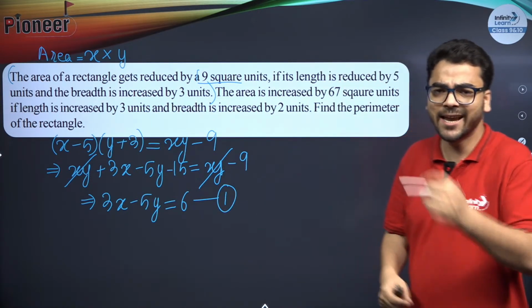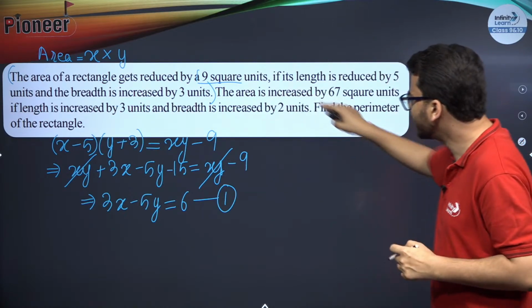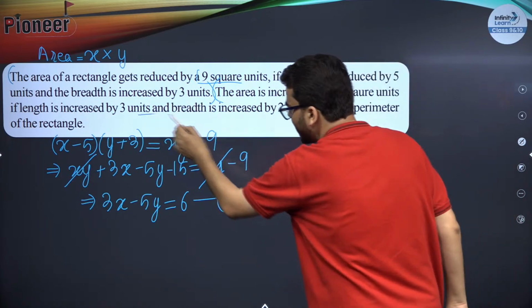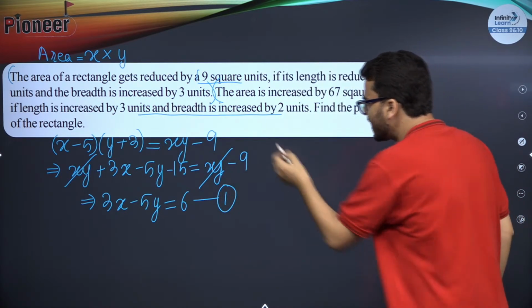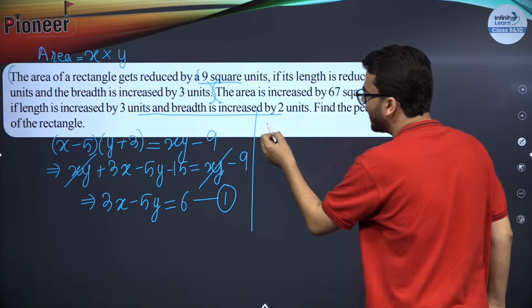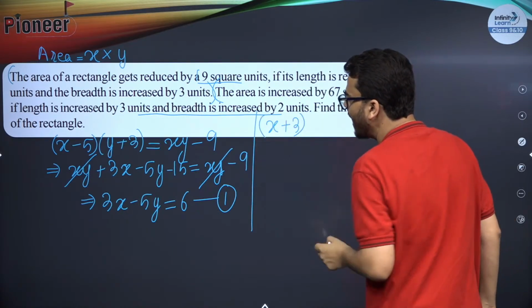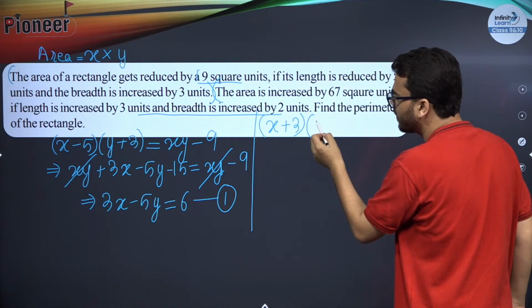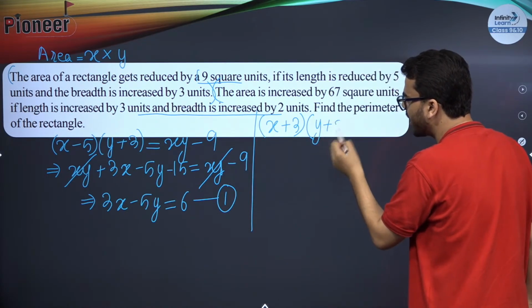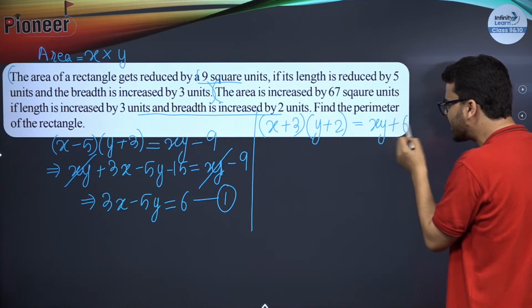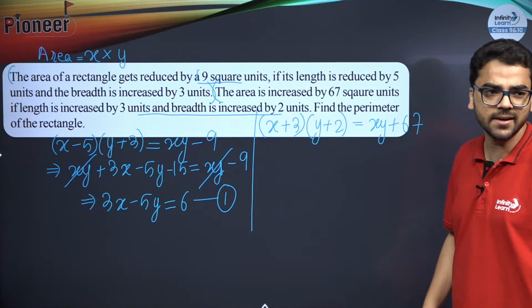Okay. Now the second part of the question is: area is increased by 67 square units if length is increased by 3 units. So basically, you see length is increasing by 3 units over here and breadth is increasing by 2 units. So the area is xy, it is getting increased by 67 square units. Is it clear up till here?